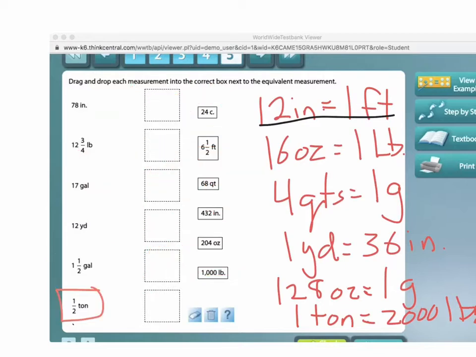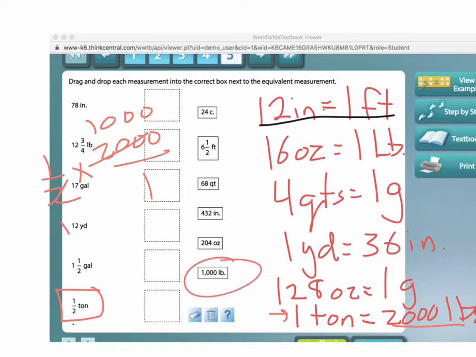And the final part of this problem, you can kind of do this mentally. A half a ton. Well, if 1 ton is equal to 2,000 pounds, what is a half of a ton? What is 1/2 of 2,000? And obviously 1/2 of 2,000 is 1,000 pounds. So half a ton is the same as 1,000 pounds.